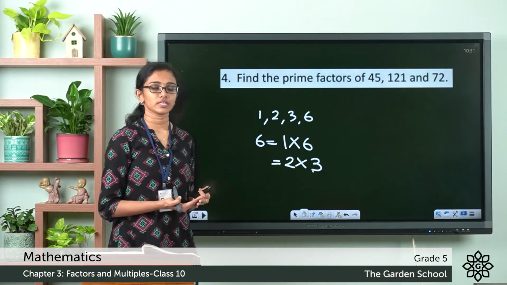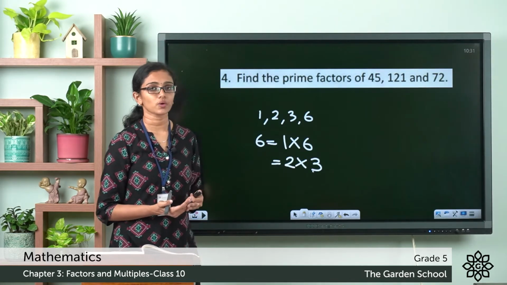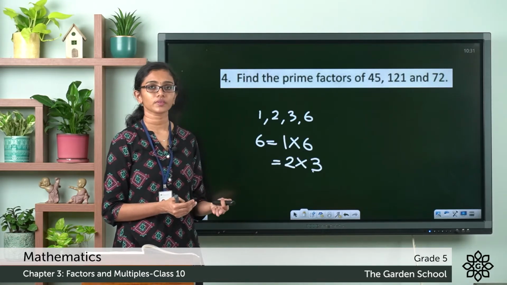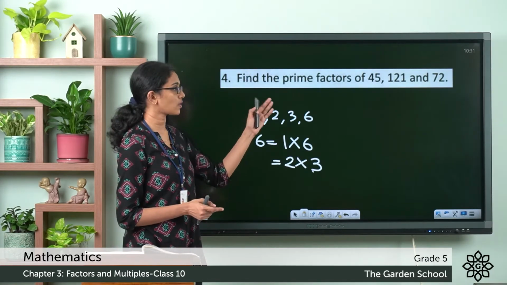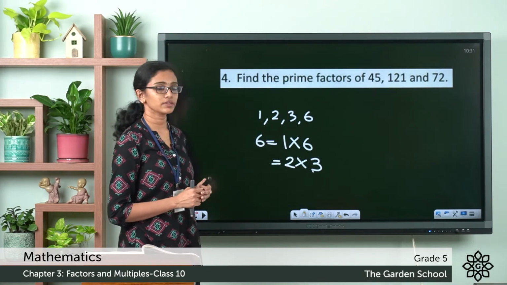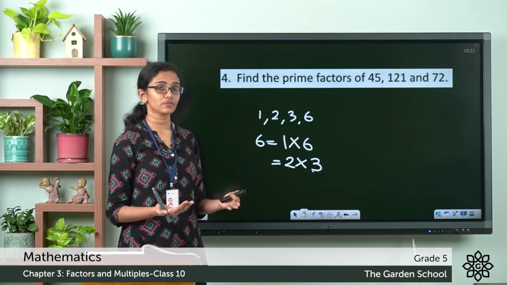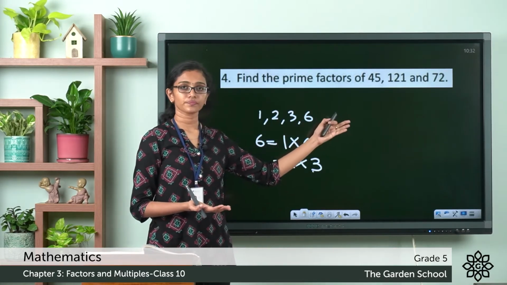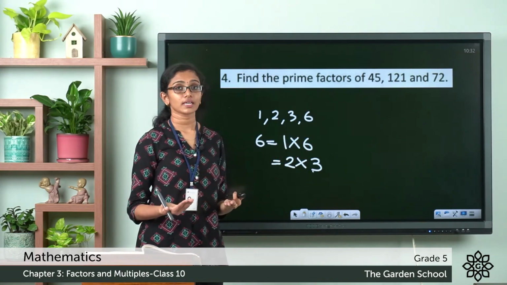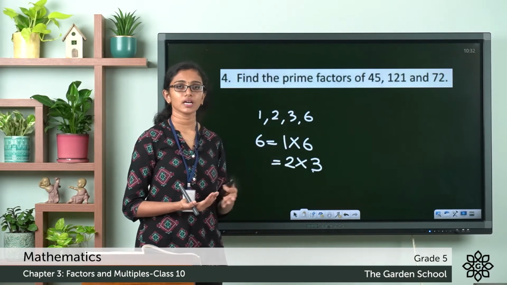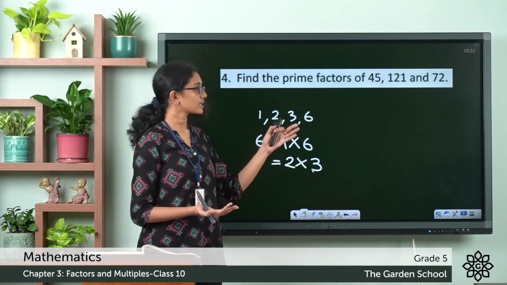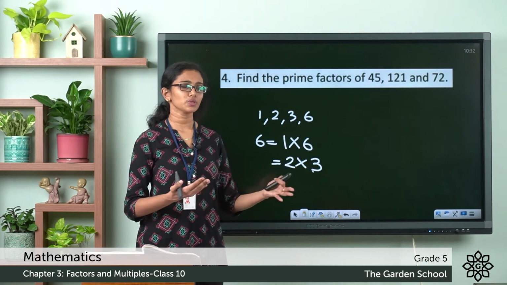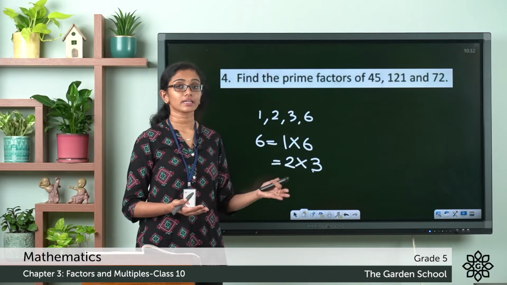So in prime factorization, we are finding the prime factors of a given number and writing the given number as the product of its prime factors, right? So here you are asked to find the prime factors of 45, 121 and 72. So what do you have to check? You have to check which numbers have to be multiplied to get the number 45. And you have to check which are the numbers that can be multiplied to get 121. And same is the case with the number 72. As the number gets bigger, it might be a bit difficult to find out which are the numbers that should be multiplied to get the given number.